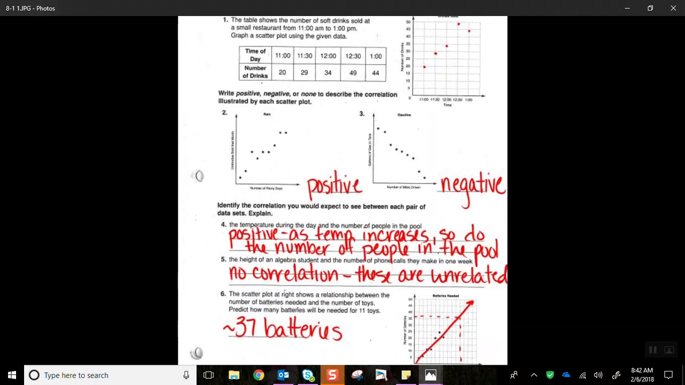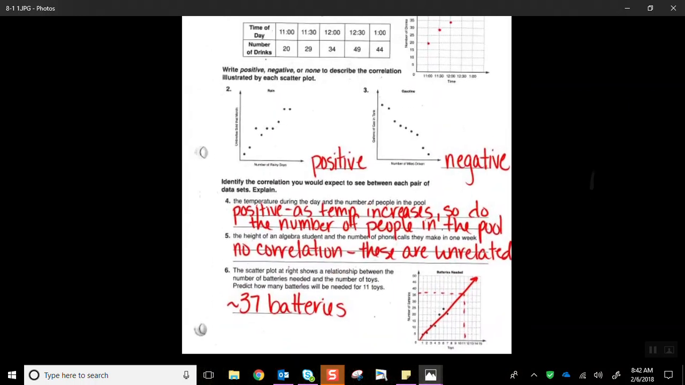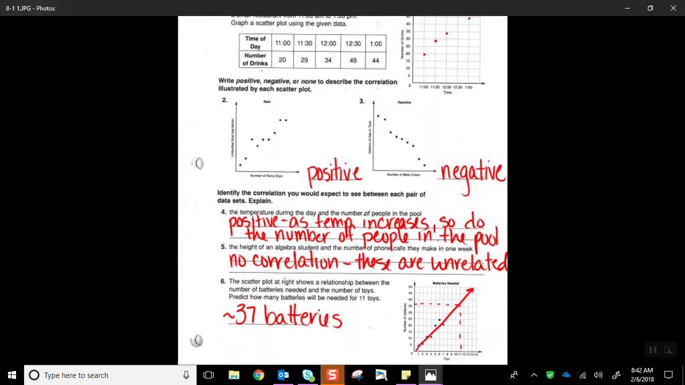And in the scatter plot that was given, you're asked to predict how many batteries will be needed for 11 toys. So you can kind of see I drew a trend line. We'll talk more about drawing trend lines later, but basically the trend line needs to go through the middle of the data and it needs to hit 2 points in the data. So as I extend that line out, and then I draw a line up from 11 toys, it goes over to about 37 batteries. I would probably accept anything from 35 to 40 there.